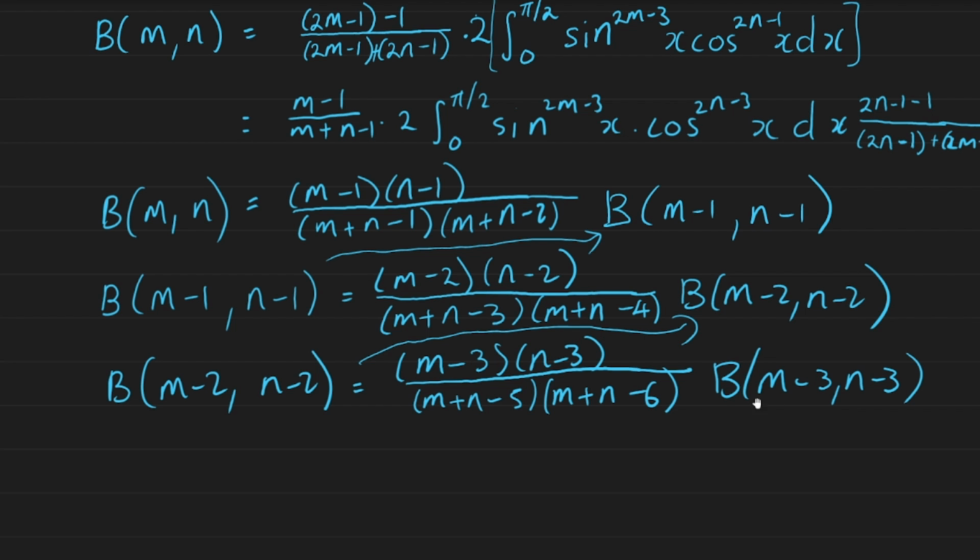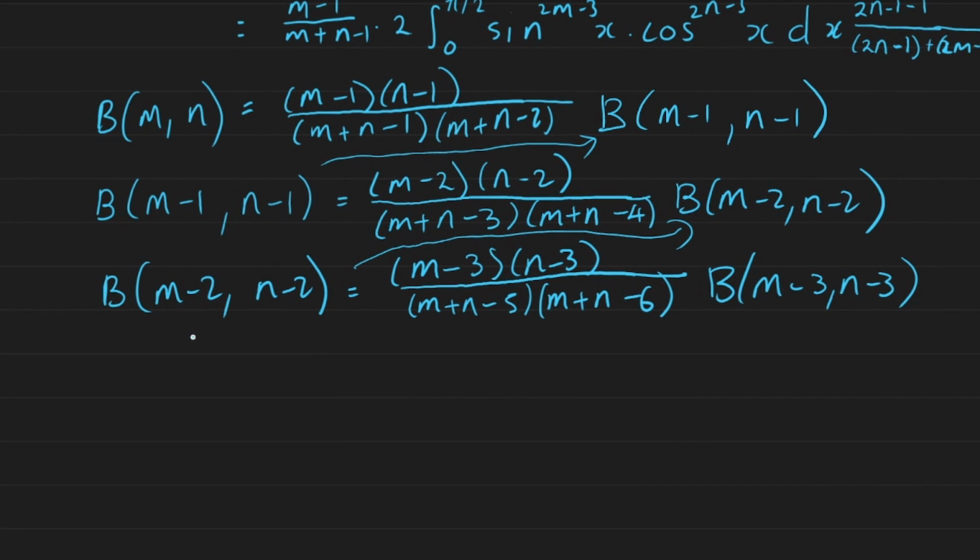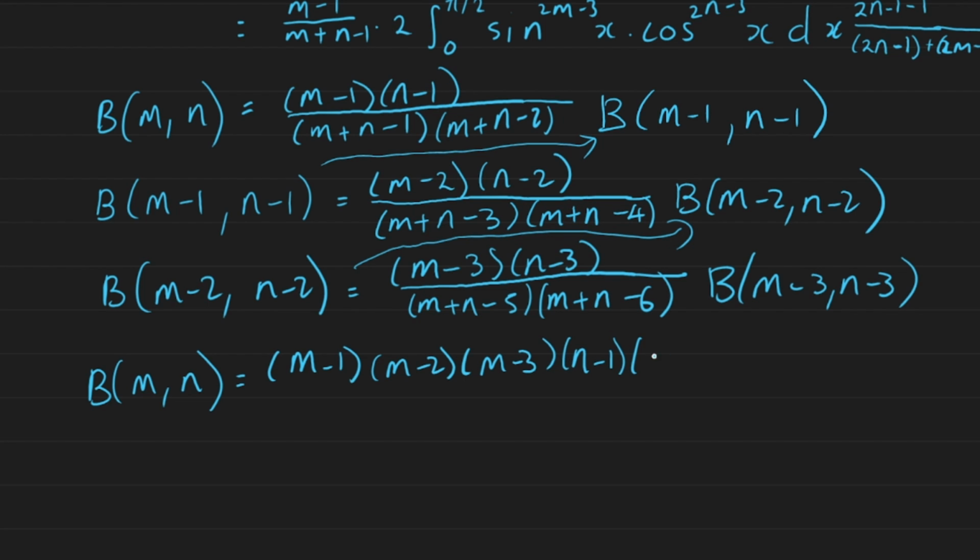So we can see that we can carry on doing that. And then if we carry on doing that, let's just write it for beta of m, n. What we're going to have eventually is m minus 1, then m minus 2, then m minus 3, and then we're going to have n minus 1, n minus 2, n minus 3, and so on.